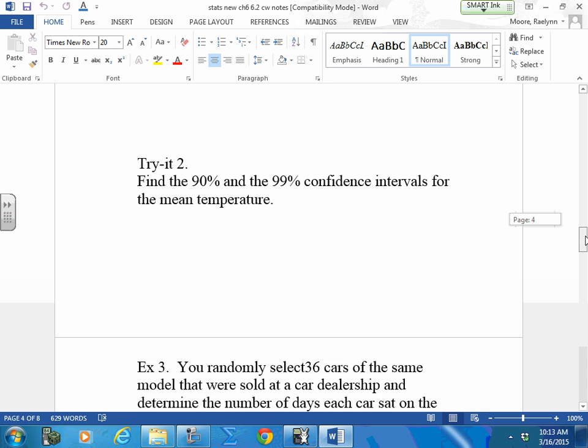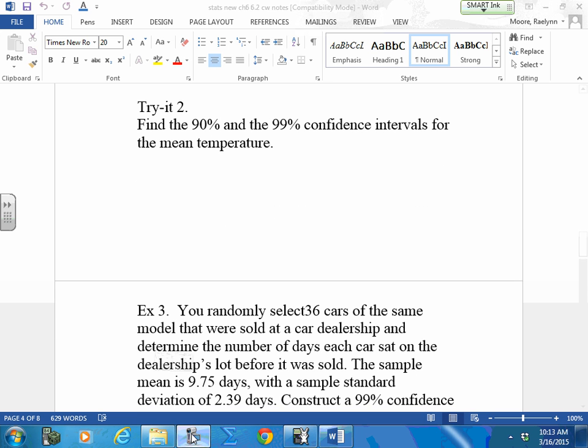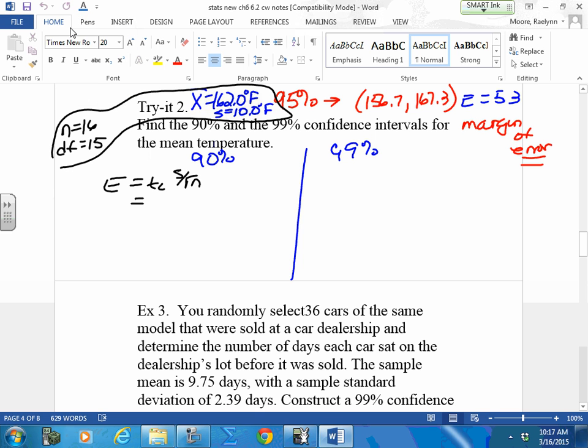Okay. Now, I want you to try this. What do we get for a TC for 90% at degrees of freedom 15? Anybody look that up? 1.753. We're going to multiply it by 10 divided by 16. So what do we get for a margin of error? 4.383. Okay, so we're going to make this 4.4. This is one decimal place. We're going to round it to 4.4.